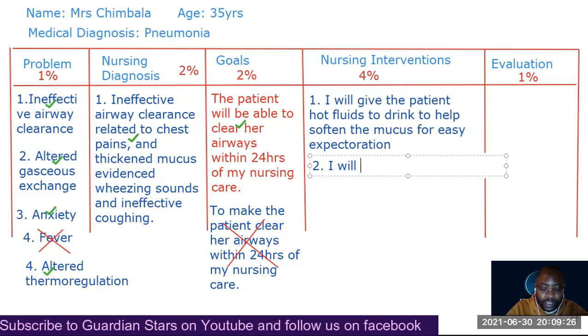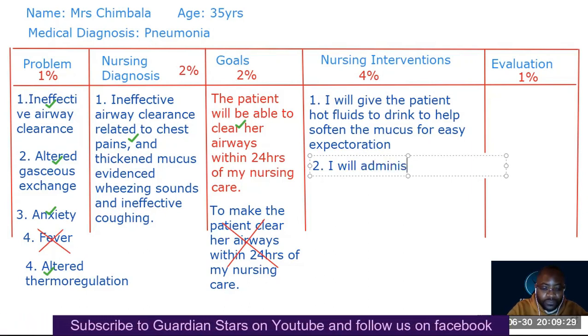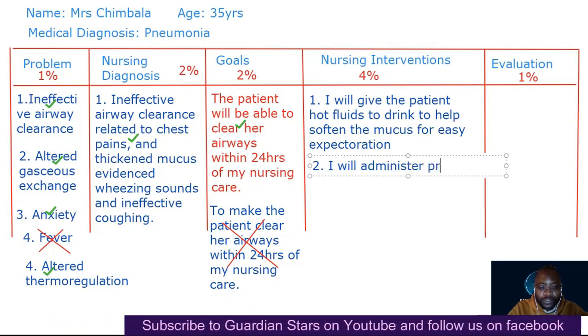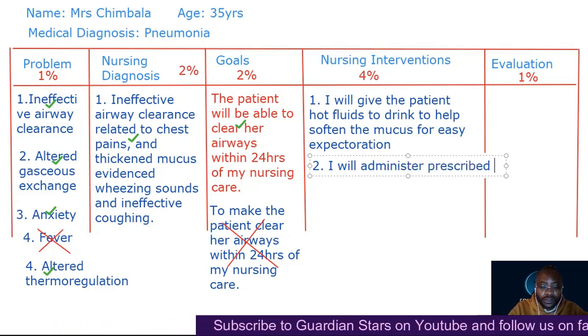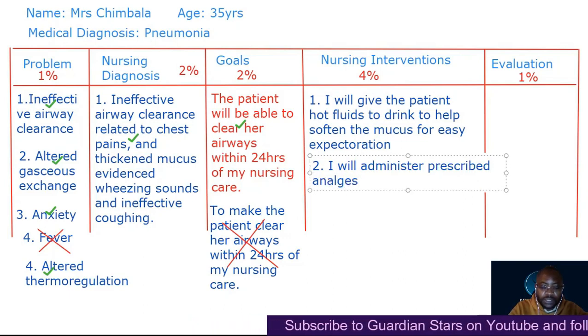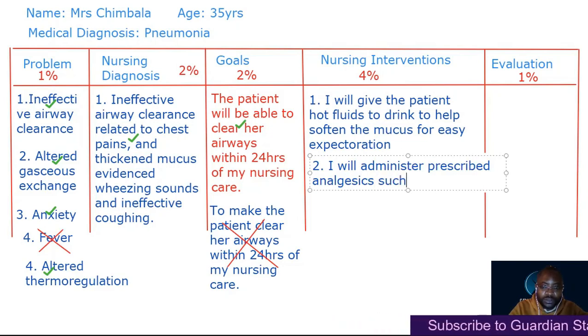So I will administer prescribed analgesics such as, so you have to put the drugs that you are going to administer here. Which drugs can be prescribed for this type of patient? The patient can get paracetamol, they can get brufen. So I'll just go for paracetamol for now.